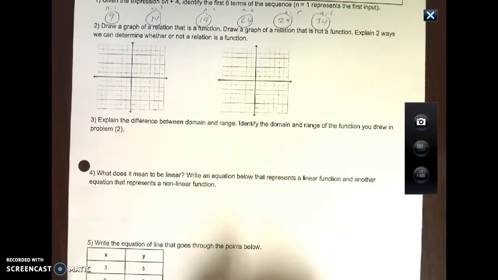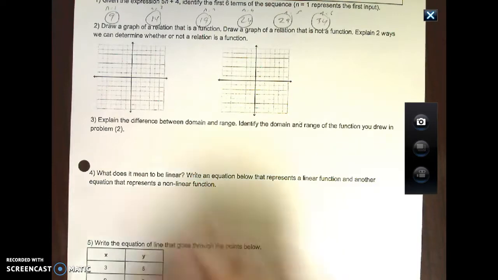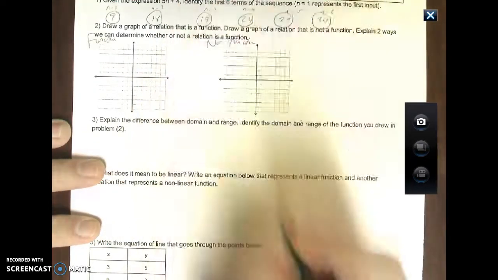Draw a graph of a relation that is a function. Draw one that's not. Explain 2 ways to determine whether or not a relation is a function. Alright, so here's one, function, not function. A function is something like this.